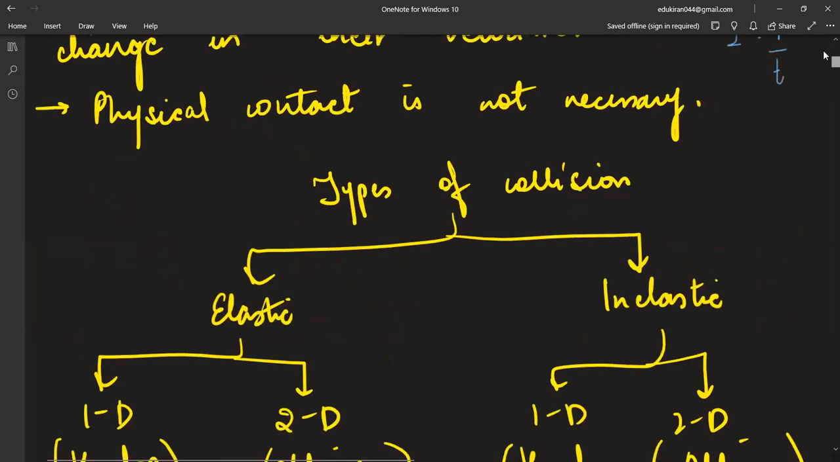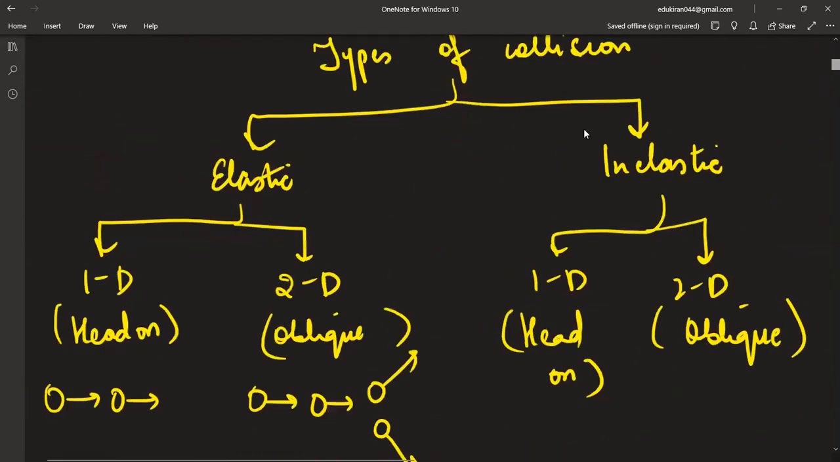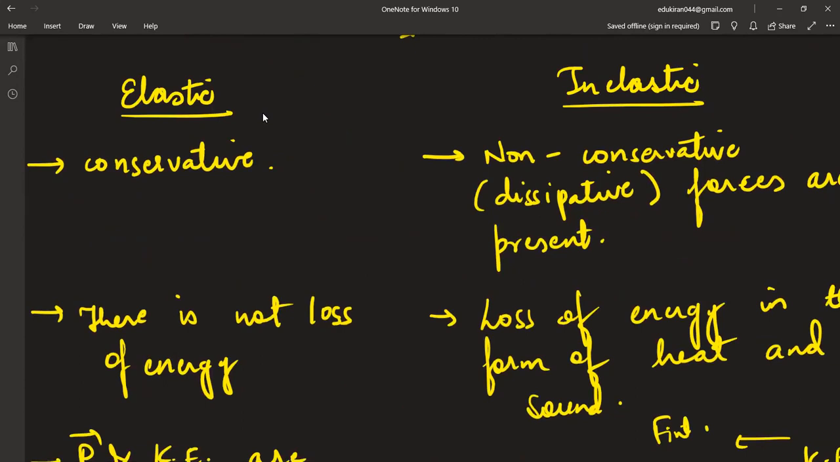Now, differences between elastic and inelastic collision. Firstly, elastic collision is valid for all the conservative forces which are acting. Conservative forces, in the last class we discussed, depend upon the initial and final positions, they do not depend upon the entire path traveled. In inelastic, non-conservative forces, that is dissipative forces like heat, friction, viscous force, act. Now, in elastic collision, there is no loss of energy, but in inelastic, there is loss of energy in the form of heat and sound because dissipative forces are present.